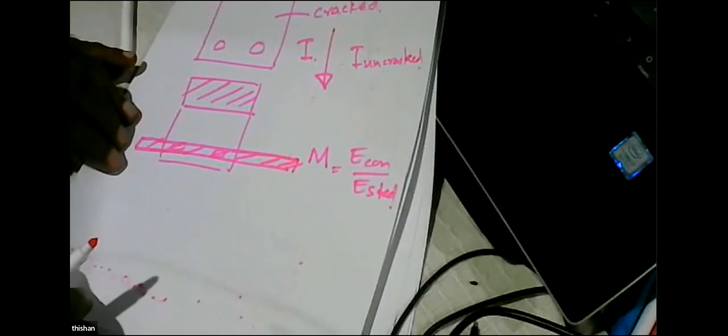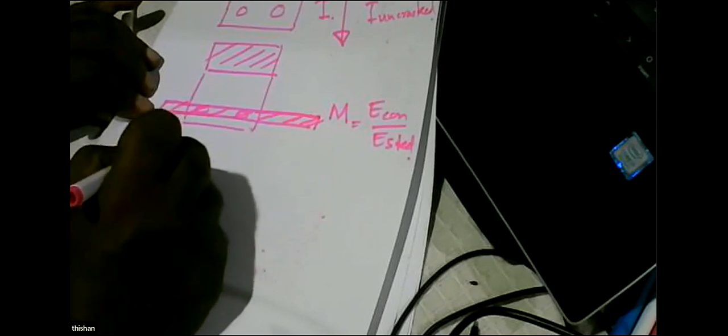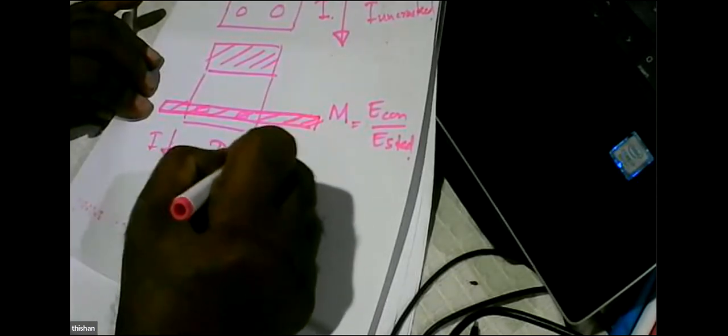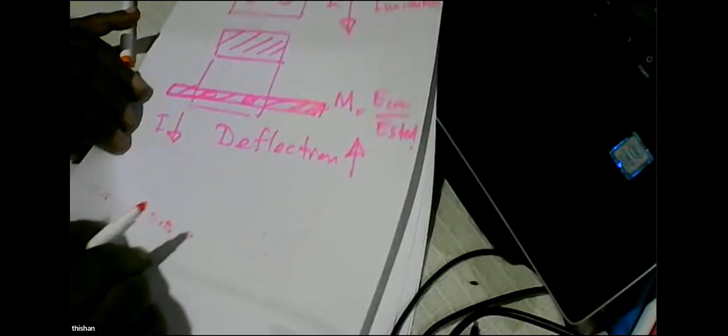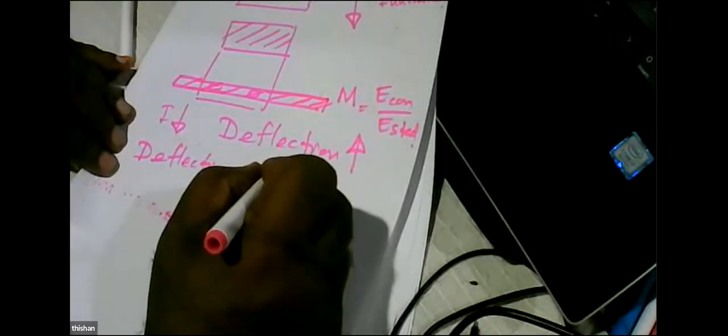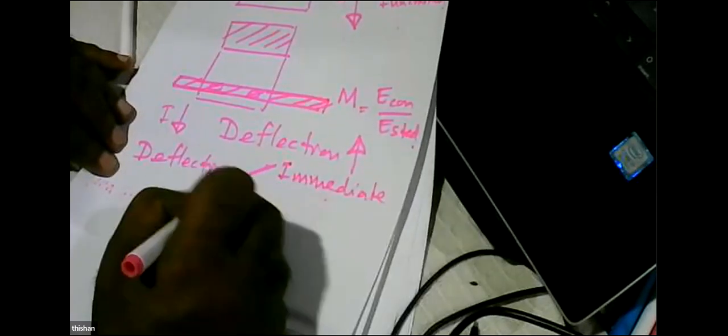So you can convert it to concrete and calculate the I value, because it's cracked. The I value is lower, and we know if I is low, then the deflection can be high. Then in addition to that, when it comes to deflection, we can have immediate deflection and long term.